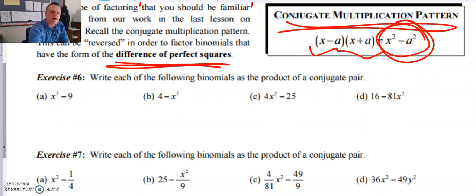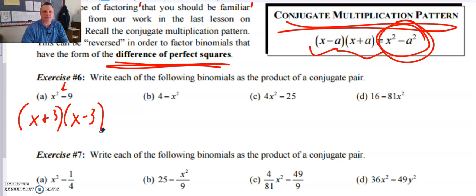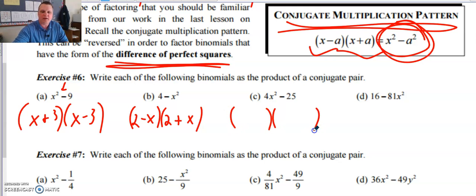Here, letter A, I have difference, and I have two perfect squares. So then it's x plus 3, x minus 3. If you do it the other way around, that's fine. X minus 3, x plus 3, no big deal. Now you got to be careful. Okay, whatever comes first has to stay first. 4 is a perfect square. 2 minus x, 2 plus x. Okay? In letter C, a little more complicated because you have a 4 and x squared, which breaks down to 2x and 2x. And then plus minus, minus plus, it doesn't matter. The 25 is 5 and 5.